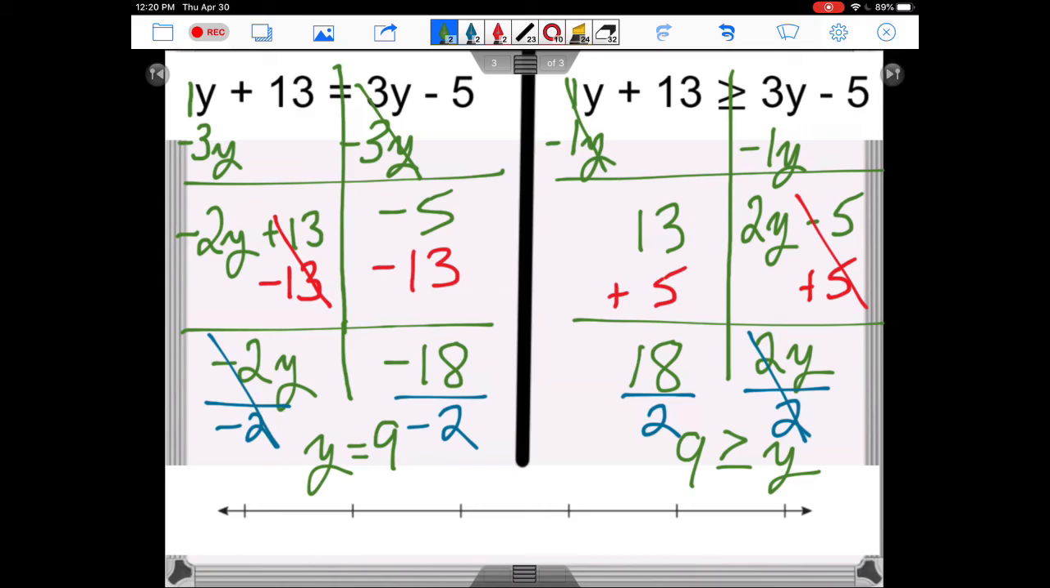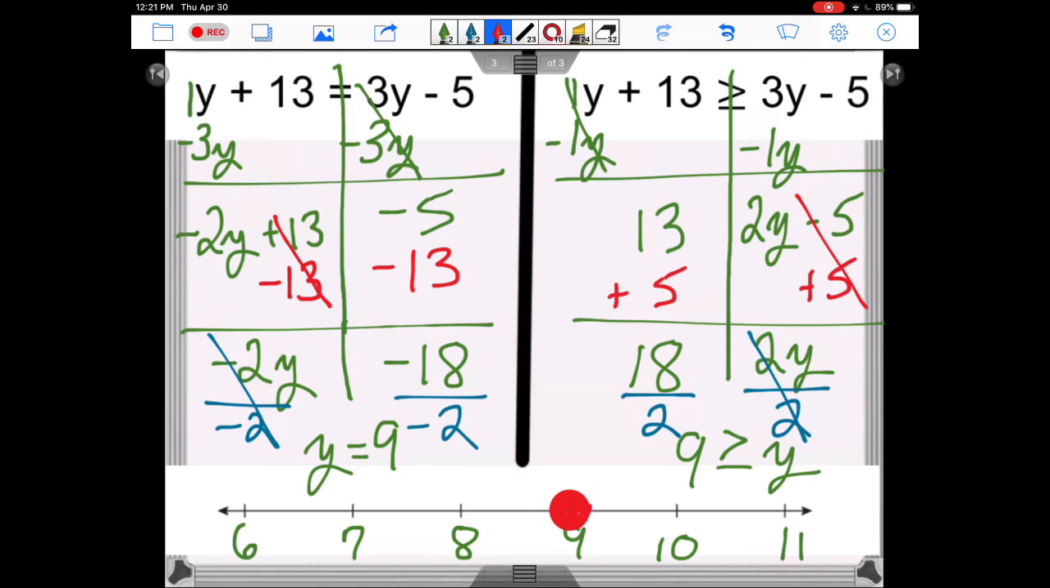So let's go ahead and set up our number line. And I want to set it up as 6, 7, 8, 9, 10, and 11. Like always, we'll put our circle at our number of positive 9. Then, because we have the or equal to, we have to shade that circle in. It's got to be a closed circle.